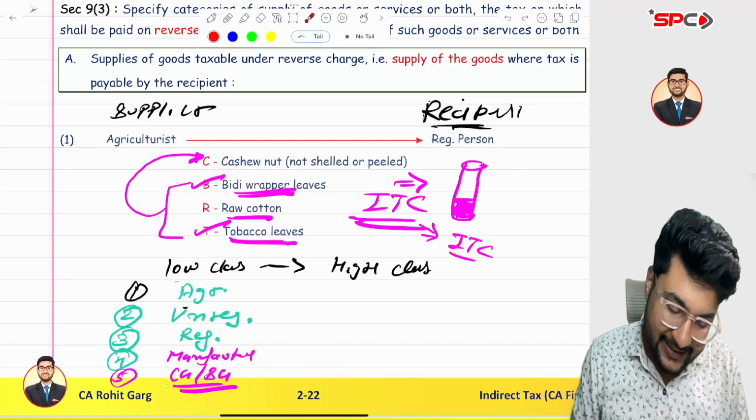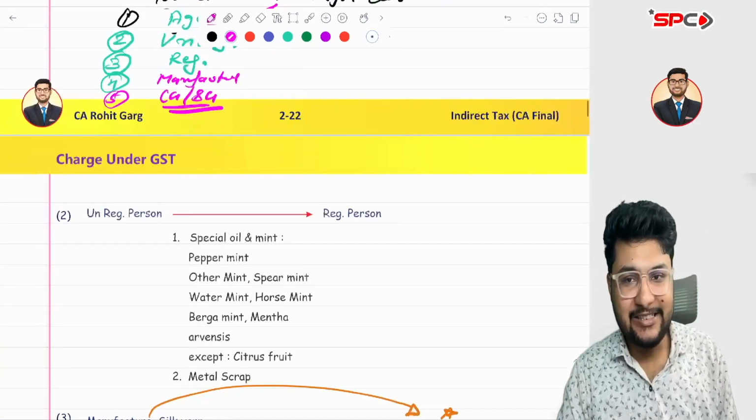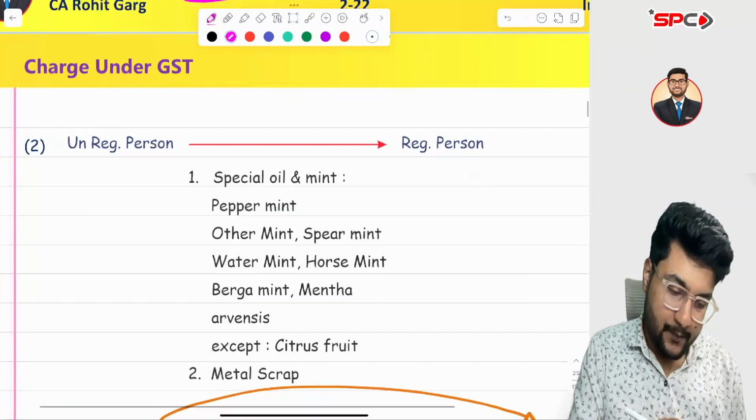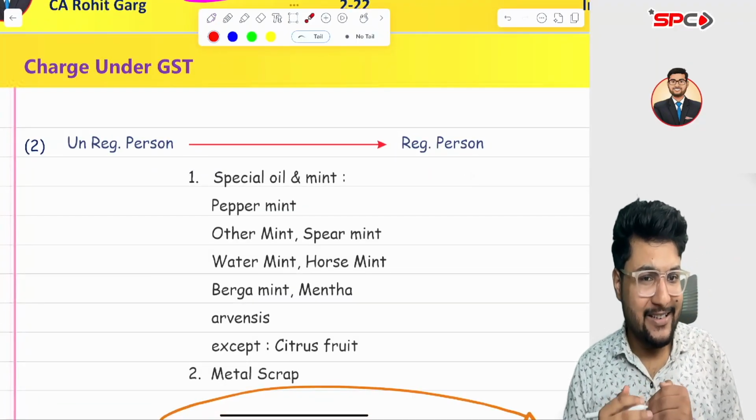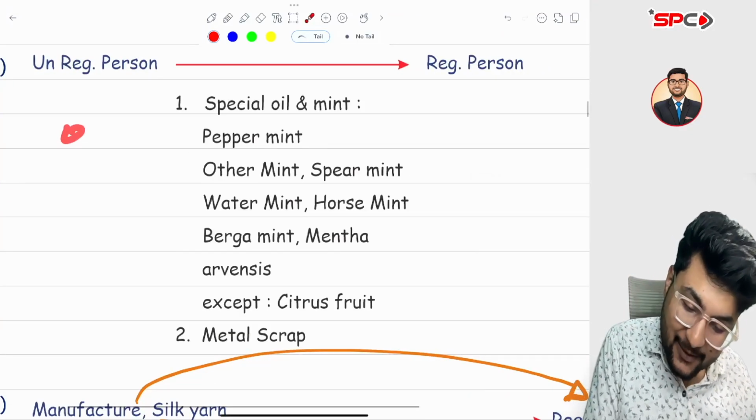Now, our next higher class after the agriculturist is the unregistered person. So for the unregistered person, you are earning a little bit. As for earning a little bit, you are supplying, sir, oil.